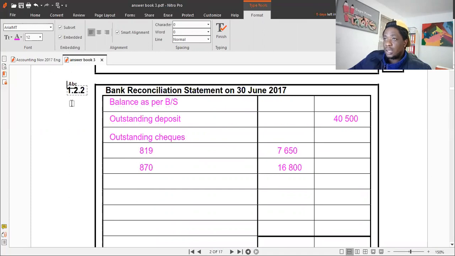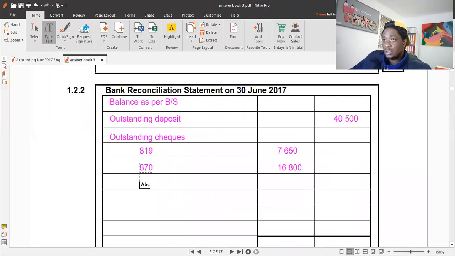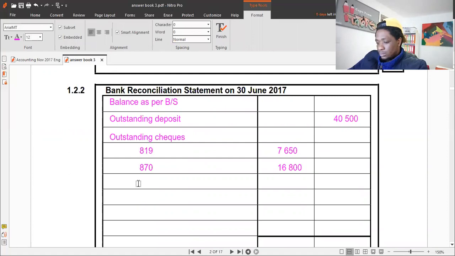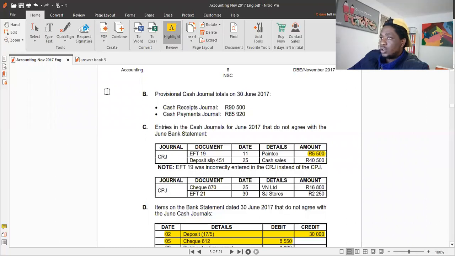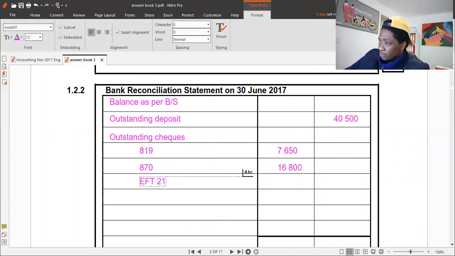Cool. And then we're also going to have an outstanding EFT. So you're going to call this one EFT 21, and for how much is it? It is for 2,250. And we know that in the bank reconciliation statement, we're dealing with timing differences. So we're done now with the timing differences, but the other thing that we need to deal with is errors made by the bank.